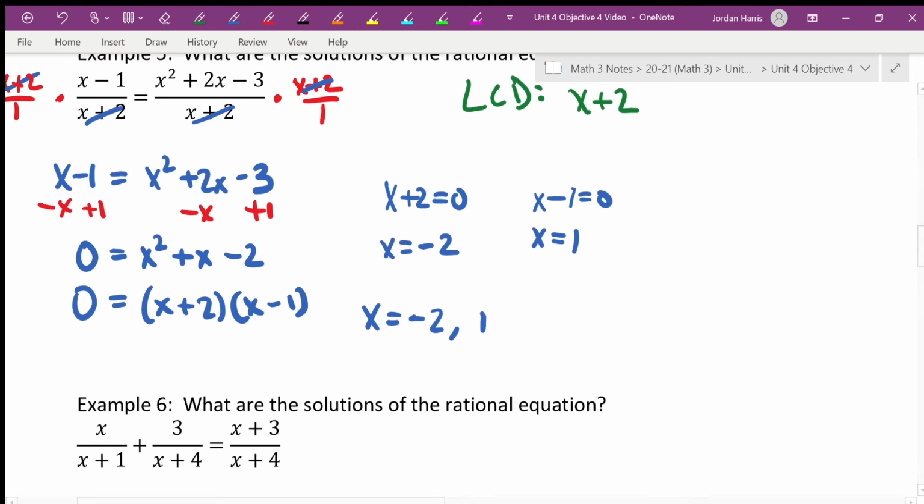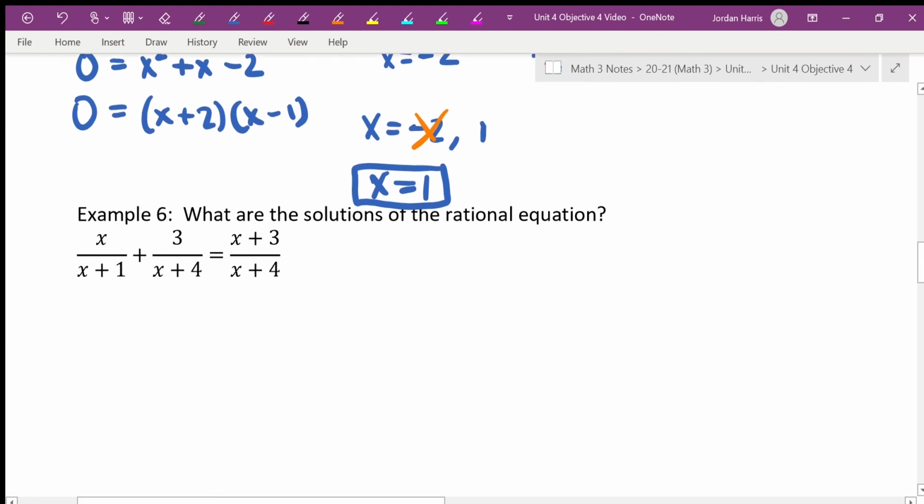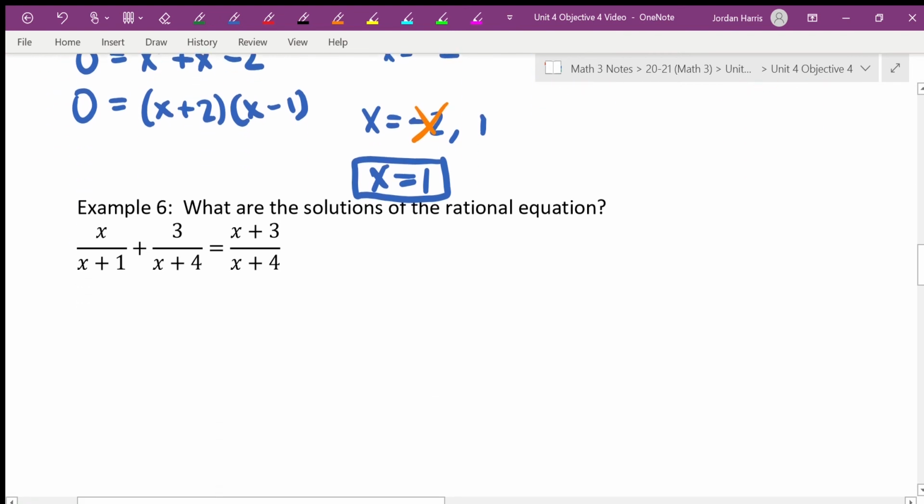All right, then don't forget to check your excluded values. Go back to the original problem and look at your denominators, the bottom number. So x plus 2 cannot equal 0. That means x cannot equal negative 2. We have a problem. It can't equal negative 2, so that solution is thrown out. So x equals 1 is my only possible solution, because the other is excluded.